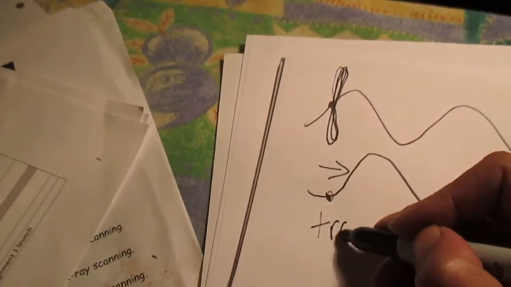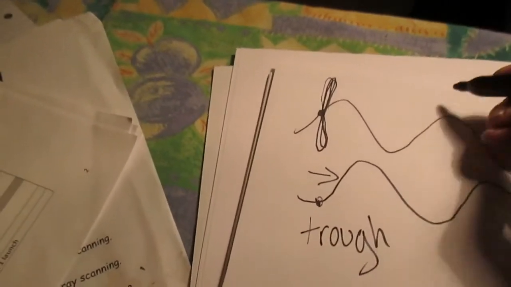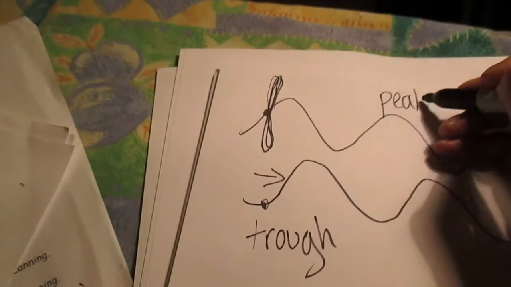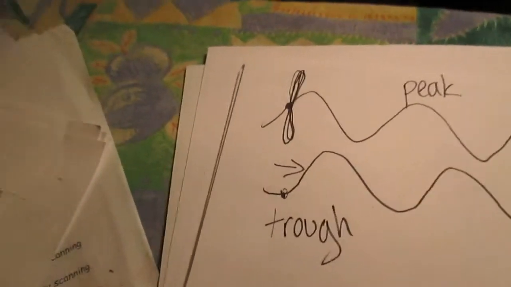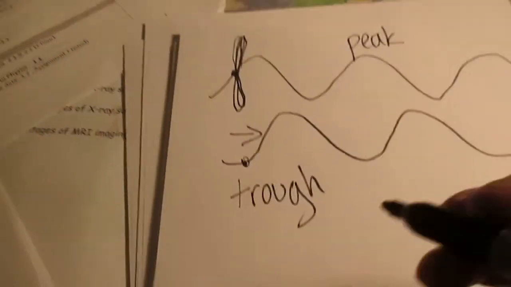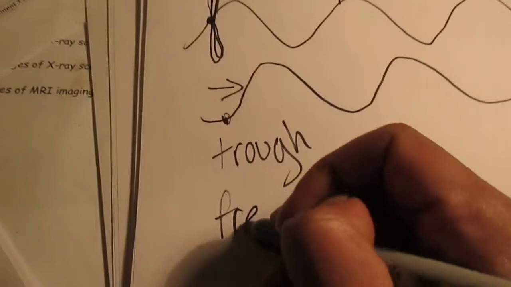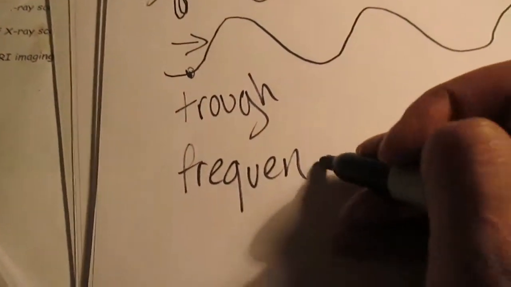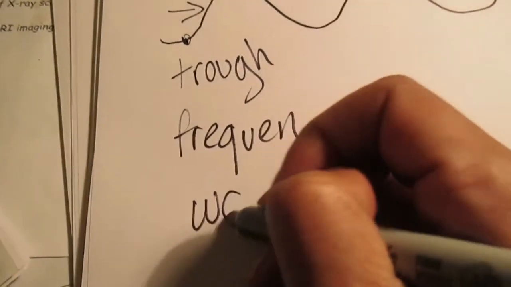Trough. That's the first vocabulary I want you to learn. Trough and peak. That's the top and the bottom of the waves. The next vocabulary I want you to learn is frequency and wavelength.